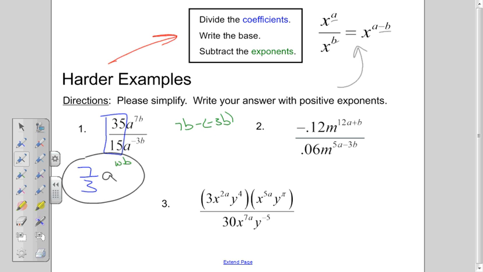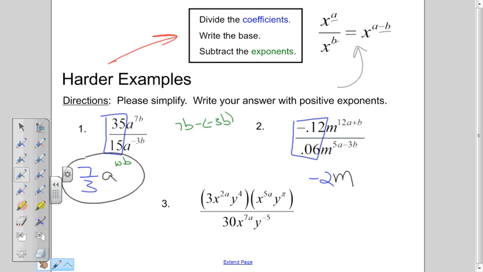m to the 12a plus b divided by 0.06 m to the 5a minus 3b. Okay, well, again, I'm going to divide the coefficients, Okay, I get negative 0.12 over 0.06 is going to be negative 2. If you're unsure of that, go on your calculator. I'll write the base, which is m, and then I'm going to subtract the exponents.